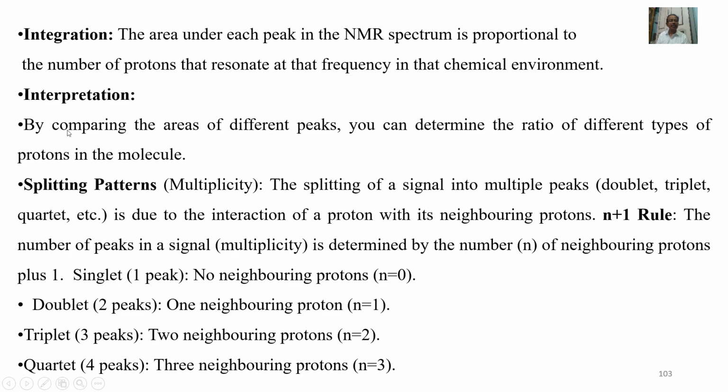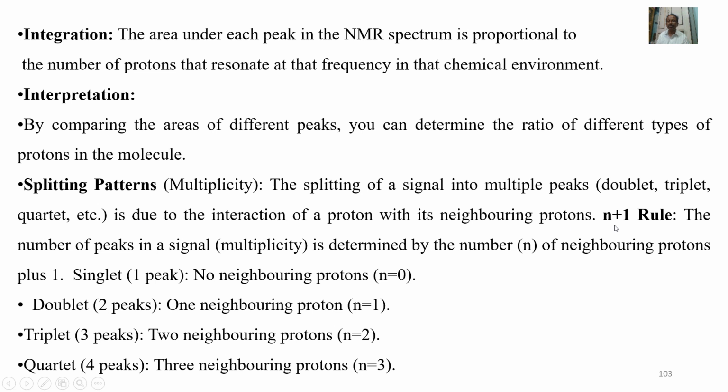Interpretation. By comparing the areas of different peaks, one can determine the ratio of different types of protons in the molecule. Splitting patterns, that is multiplicity. The splitting of a signal into multiple peaks, it can be a doublet, triplet, or quartet, and so on, is due to the interaction of a proton with its neighboring protons.